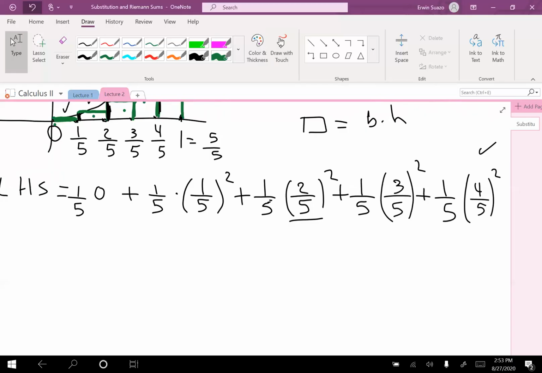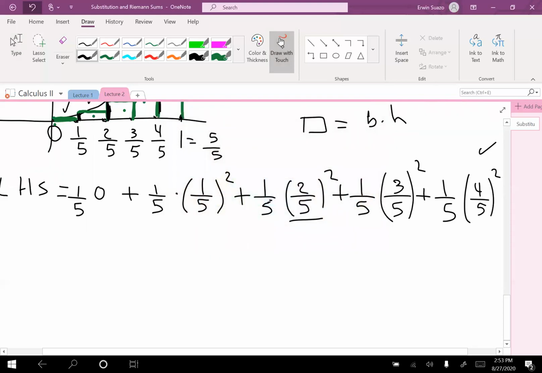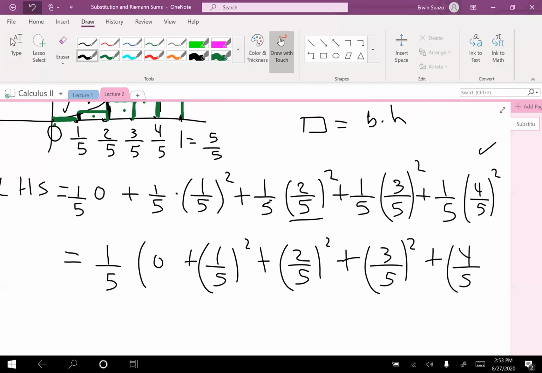I'm gonna check that you can use calculator in your quizzes and your homework. So just get used to seeing that people write it like this, 1/5, and then look at that. This is so easy. 0 plus 1/5 squared plus 2/5 squared plus 3/5 squared plus 4/5 squared. And that's it. So you just need to know where you start counting. Okay? So now, this is left-hand sum. So now we do right-hand sum.